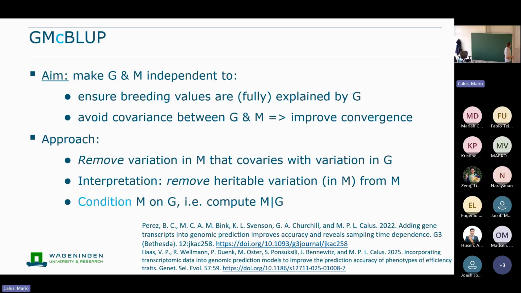So the approach that we took was to remove variation in M, in the methylation scores, that co-varies with variation in G. The implication is that we really remove any heritable variation in the matrix M from that matrix. Or to put this more formally, we condition the methylation information on G, or the SNP genome. So we compute one conditional on the other.